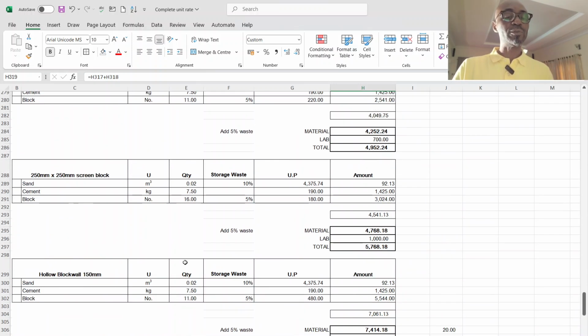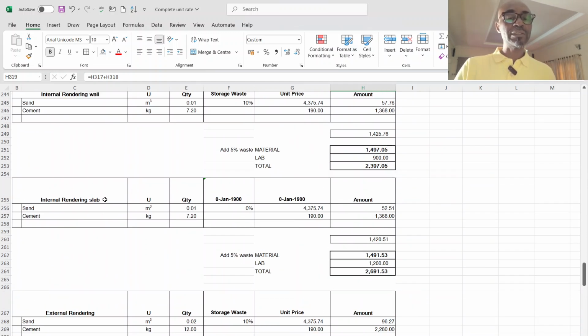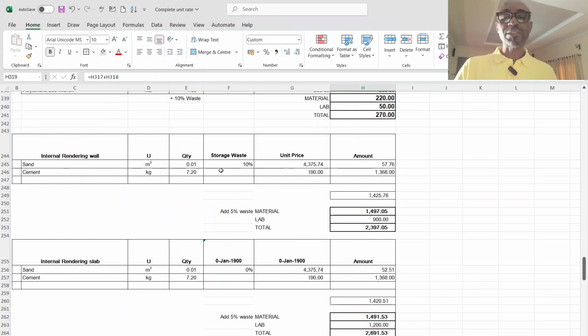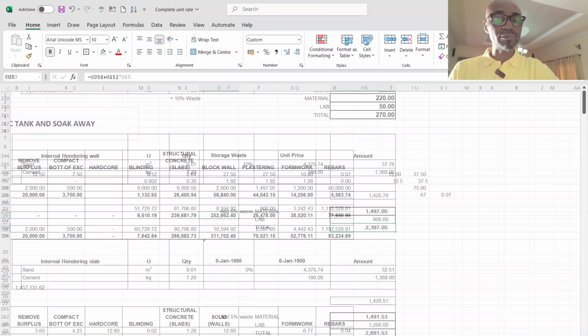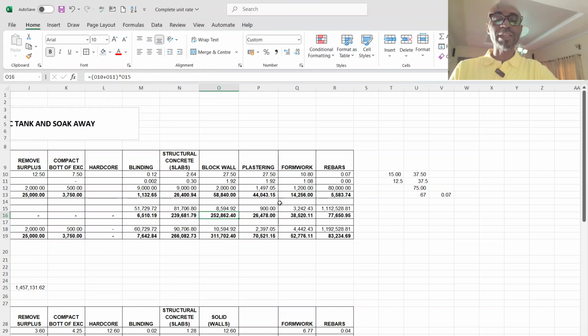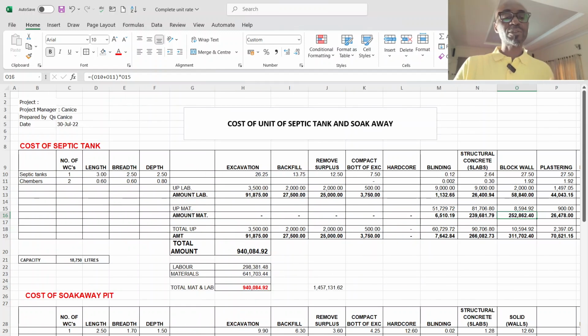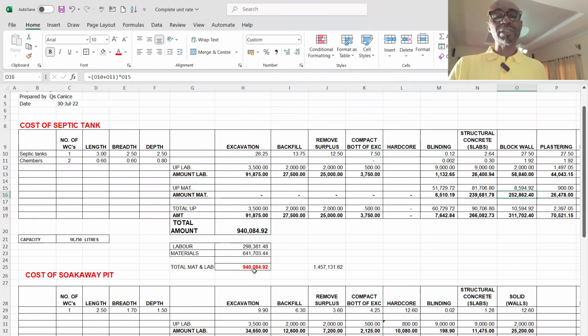So also you have your plastering, internal plastering wall. Cumulative price is 2,394. You come to your soakaway, it's all reflected there, and your form work as well. So you see, I just need those pieces of information I get from the client, input them here, and my rates will appear.